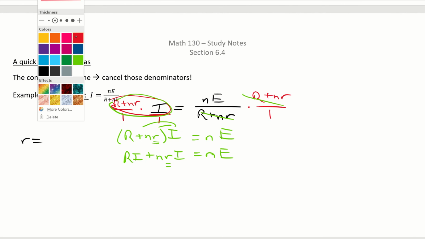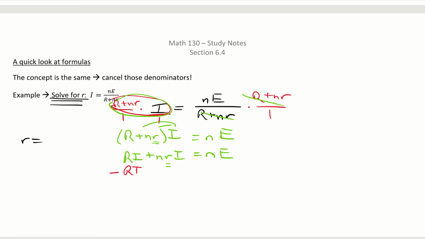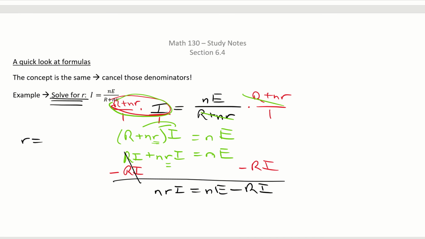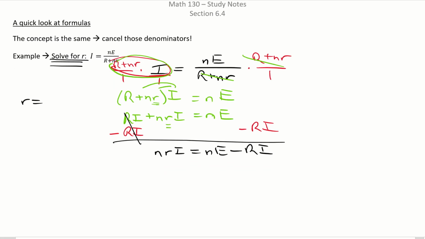All you have to do is subtract the RI over here. I'm not going to write it underneath, that'll confuse me. And where we're at right now is n little r I is equal to nE minus capital RI. Sounds like gobbledygook. This is an engineering equation or something. And lastly, we're ready.